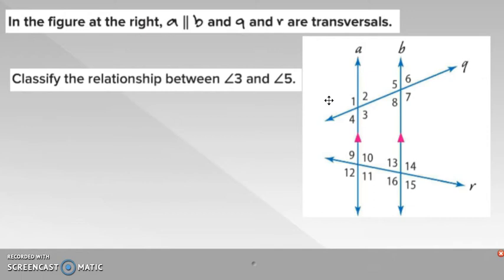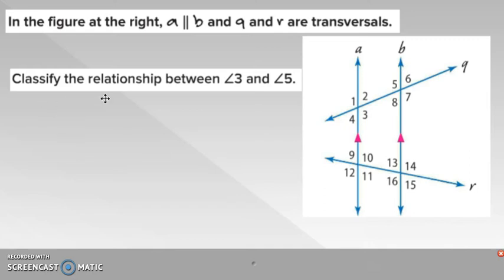In the figure to the right, A is parallel to B, and Q and R are transversals. So A and B are parallel. Even if they didn't tell us that up here, we could tell that by the pink triangles. Q and R both intersect A and B, therefore they are the transversals.